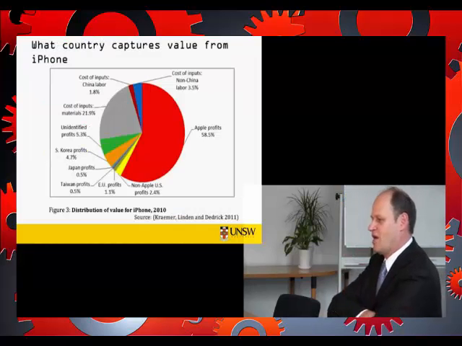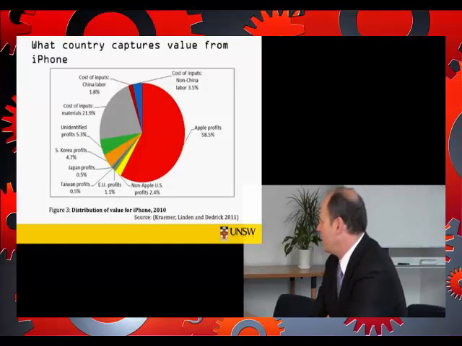This is a distribution of value capturing in iPhone production. The red, the biggest chunk, is Apple's profits. And if you go to the top, you see China labor input, China non-labor input, 3.5%, 1.8%. Foxconn is a Taiwanese-owned company, if correct, 0.5%.